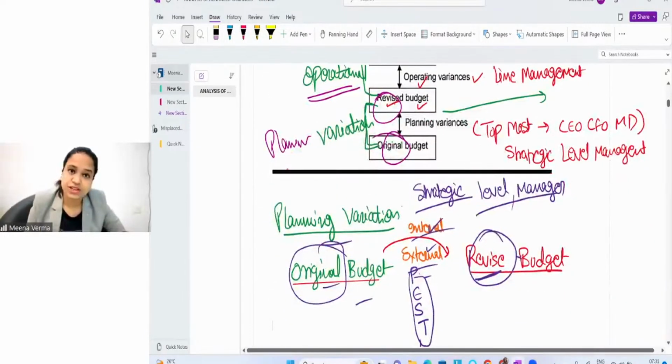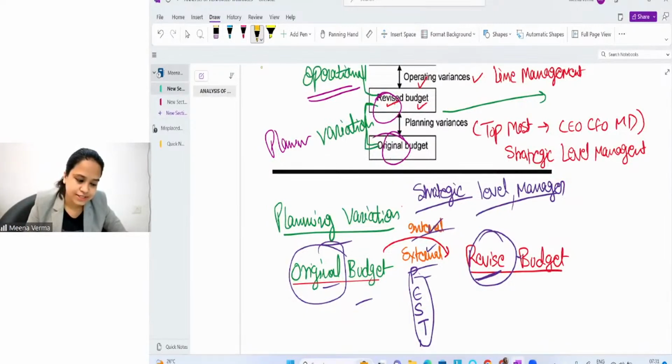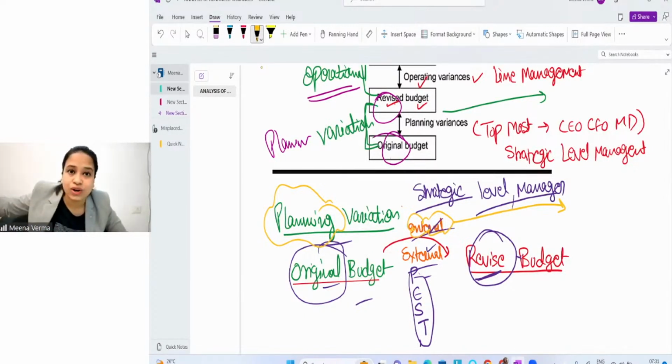So I just told you, if you remember, that this variation that is coming here is planning variation. Why is the variation coming here? Because either the internal environment has changed, which we can control. If within the organization there are any changes, we can fix that. If something changes inside, we can fix that. But if something changes outside, we cannot fix it. So if there is a problem within the organization, we can fix that. But anything outside the organization, we cannot fix that.